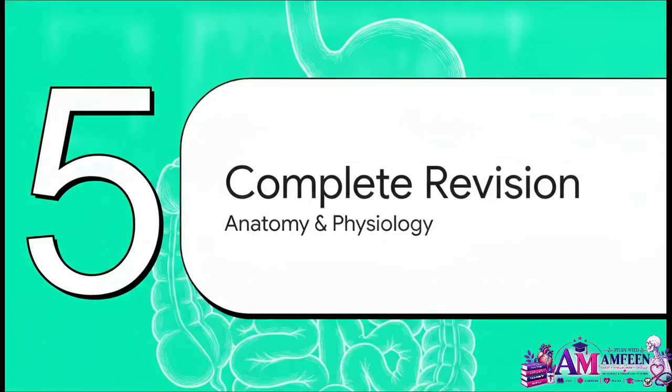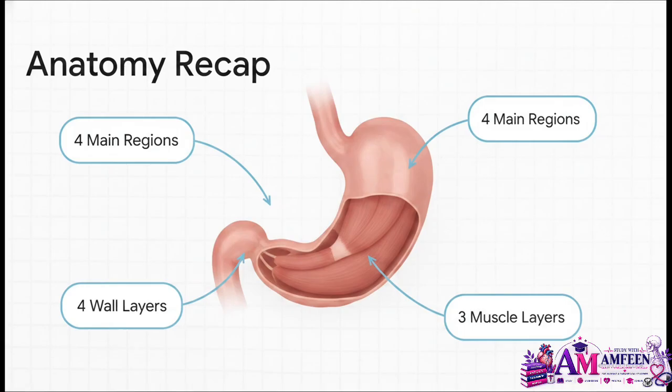All right, let's wrap this up with section 5, a complete physiology revision. Let's do a rapid-fire recap of everything we just learned. Quick anatomy recap. The stomach is a J-shaped muscular organ sitting right between the esophagus and the duodenum. It has 4 main regions: the cardia, fundus, body, and the pyloric part. The wall has 4 major layers: serosa, muscularis, submucosa, and mucosa. And remember that muscularis is special because it has 3 layers of its own: longitudinal, circular, and oblique.